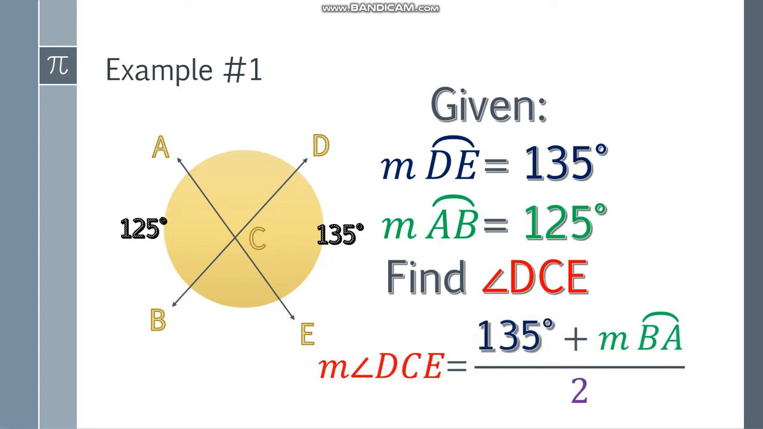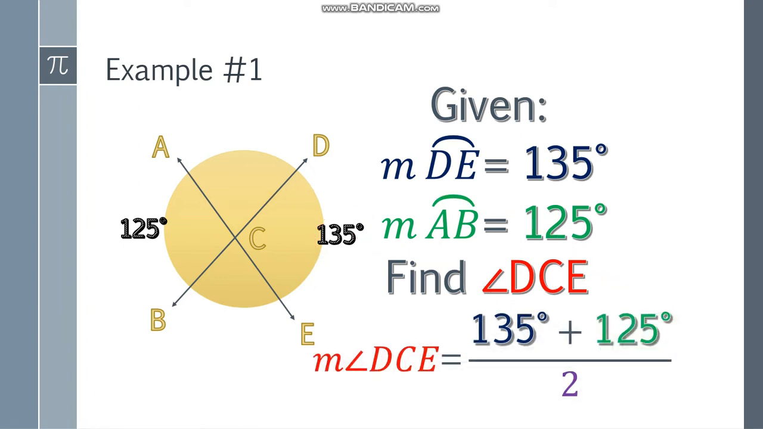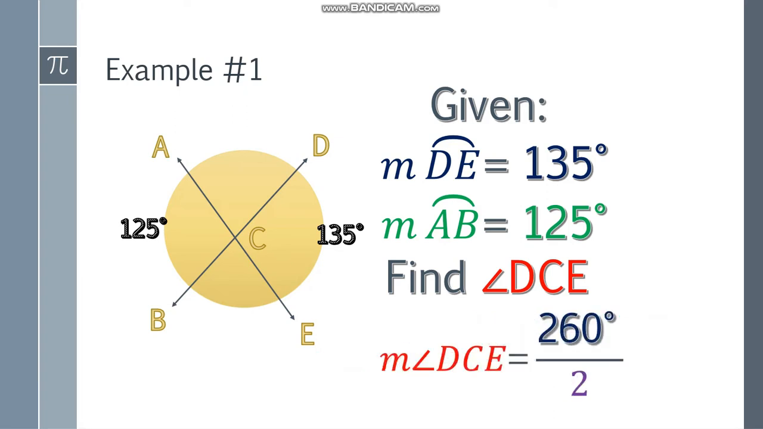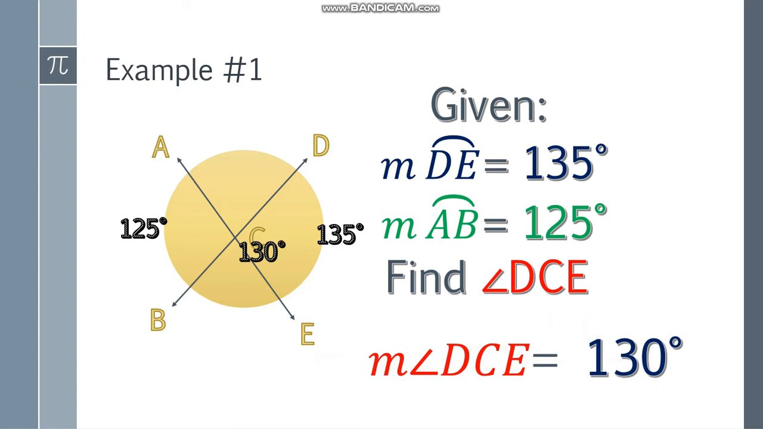Substitute the values. First, we have 135 here, and the measure of arc AB, you have to put it here. And let's simplify it. 135 degrees plus 125 degrees will be 260 degrees. And you have to divide by 2, and you will get an answer of 130 degrees. So the measure of angle DCE is 130 degrees. The technique here is that you're just looking for the average of these two arcs if you're looking for this angle.